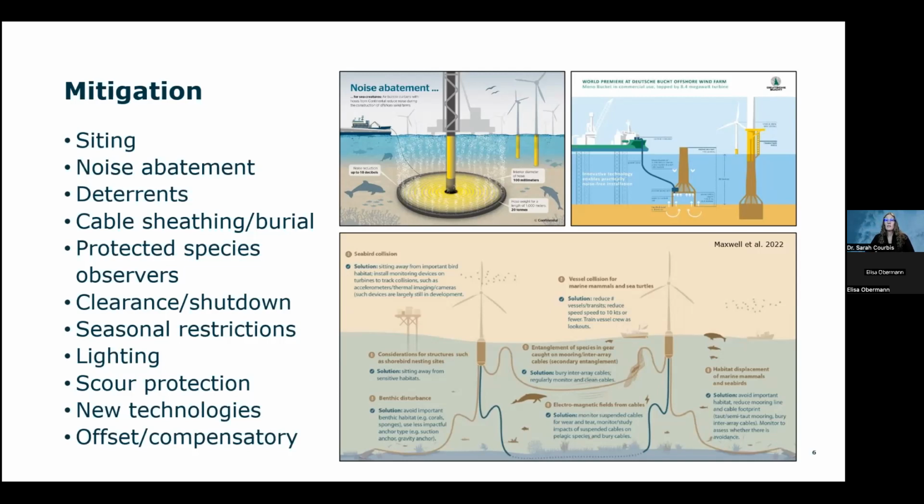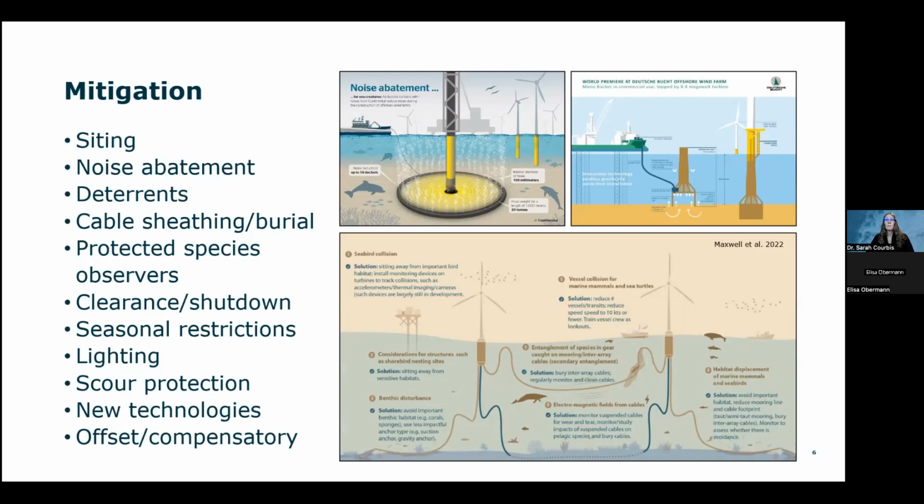The noise abatement strategies have been really important here. There's been a lot of technological advancement on noise abatement in various capacities. Different types of deterrents keep animals, for example birds, from landing on things. The cable sheathing and burial is important to reducing electromagnetic fields and heat and vibration that come from cables. I know Canada also uses protected species observers in your oil and gas industry. That's something that we've crossed over into our offshore wind industry as well.